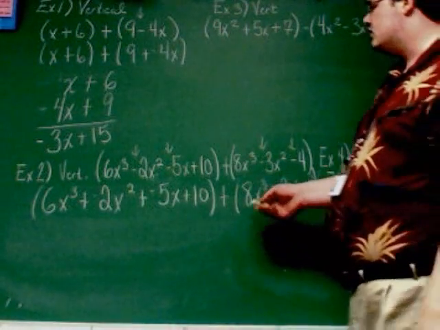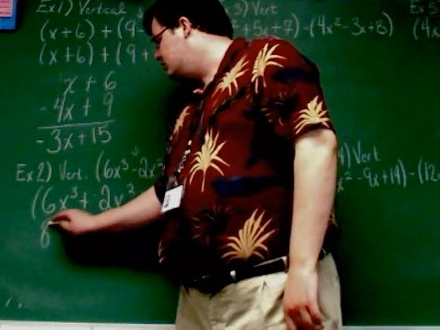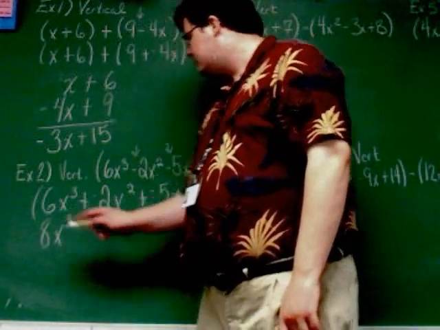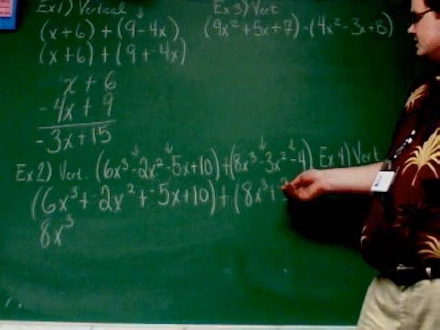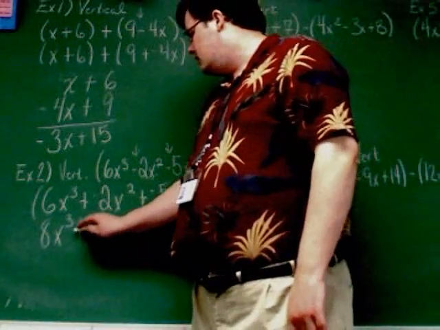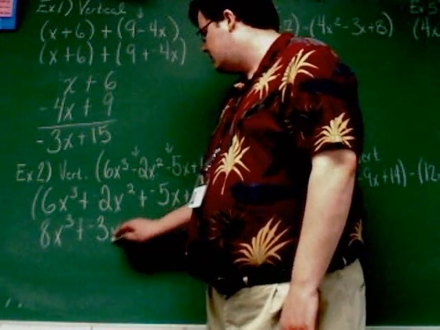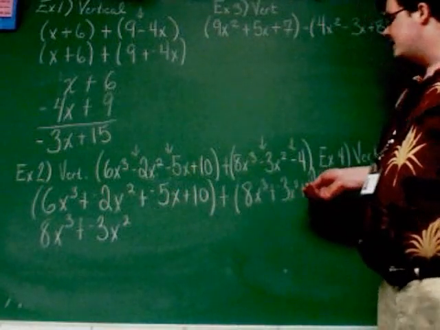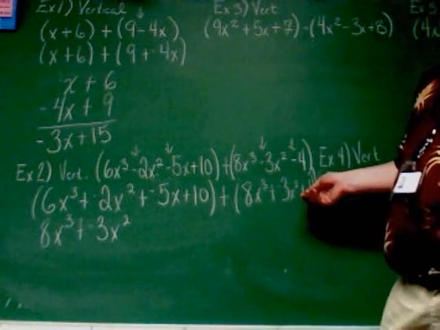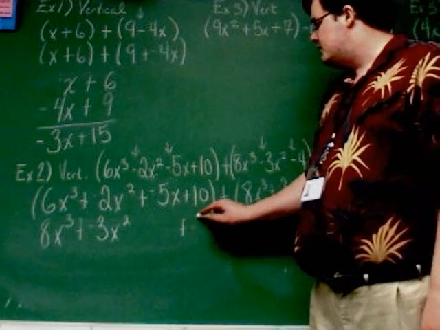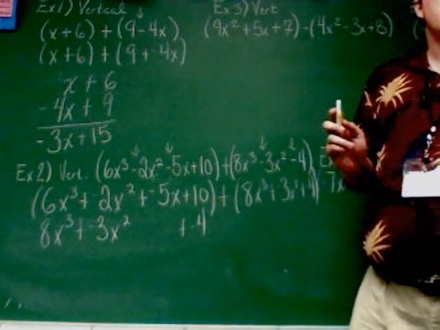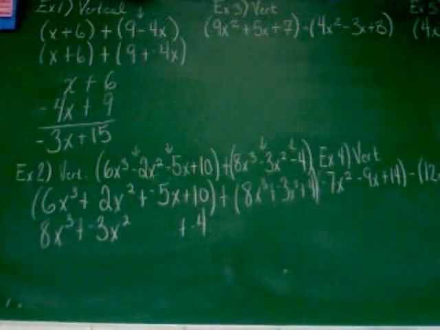There's no need for me to rewrite this again. So 8x cubed underneath the 6x cubed. Now the next thing is negative 3x squared underneath the negative 2x squared. And then the last thing is the negative 4. All right, so that's going to go out here underneath the 10. Now, notice there's nothing underneath negative 5x.